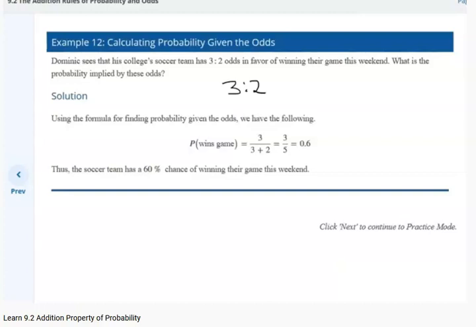Now, for our last item in this, we're going to look at calculating probability given the odds. So here are the odds. What would be the probability? Well, our 3 stays on top, and now we just add the 2 together, and that becomes our universe on the bottom. And then to convert that to a decimal fraction, that would be 0.6.